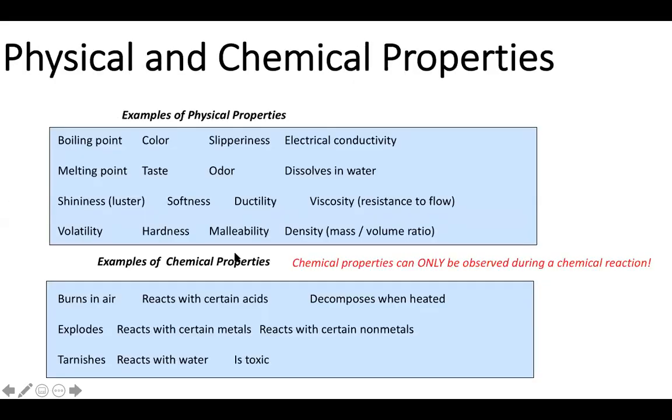So let me talk more about this. Again, this is a summary of physical property and chemical property. Notice what a chemical property is. It only happens when they're interacting with other chemicals, or if there's some sort of chemical reaction happening. A physical property, you can just observe on its own without having to react, okay?